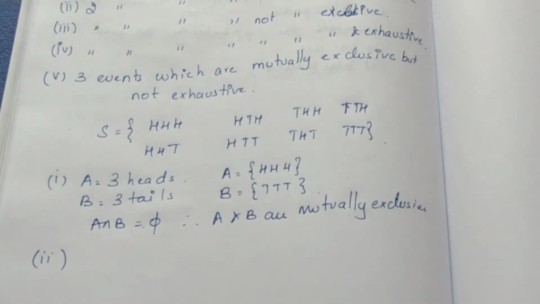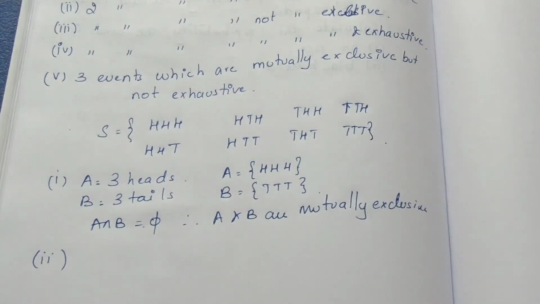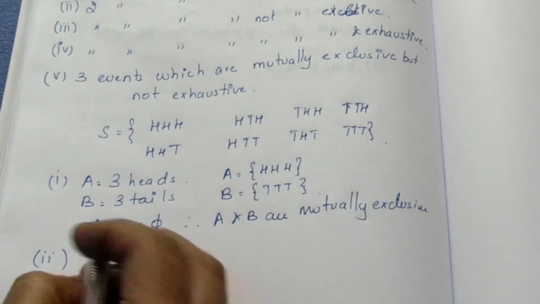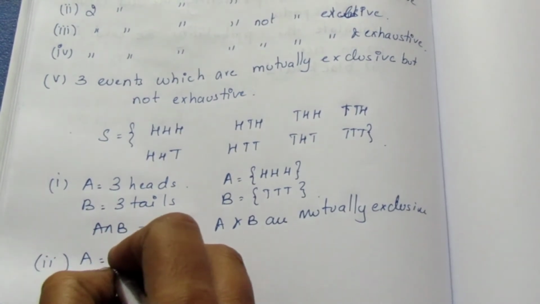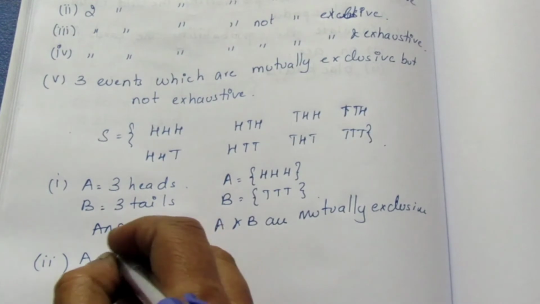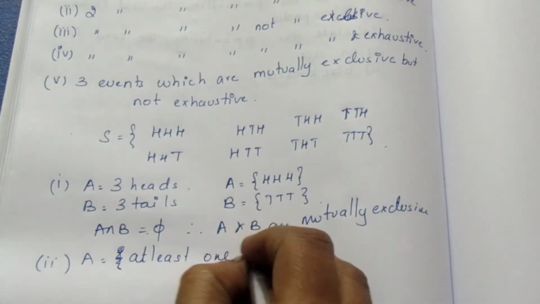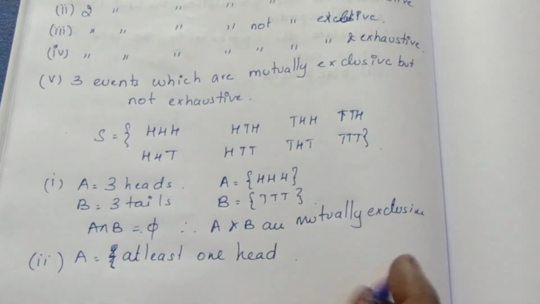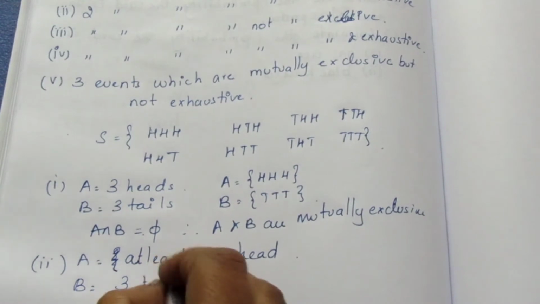Now the second one, 2 events which are mutually exclusive and exhaustive. That means it doesn't have an intersection, and also the union will give you your sample space. The union will have 8 elements. Now let us take A to be at least 1 head, and for B 3 tails.